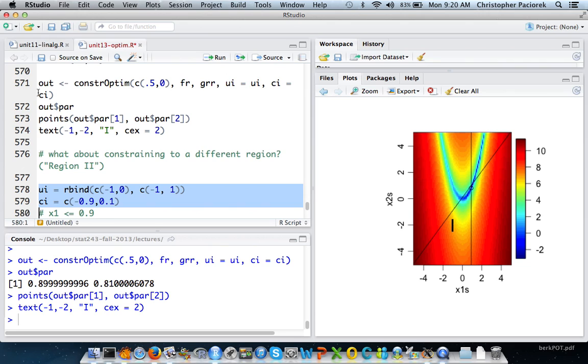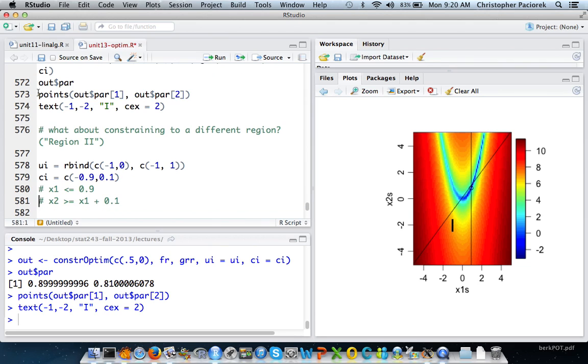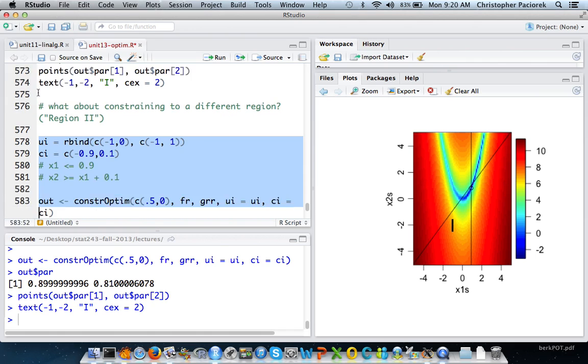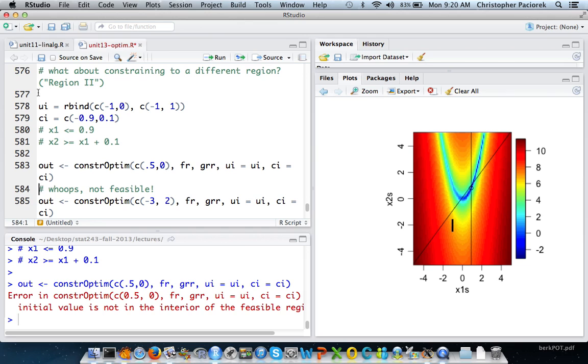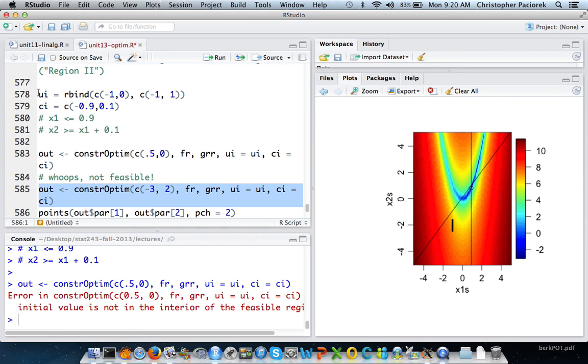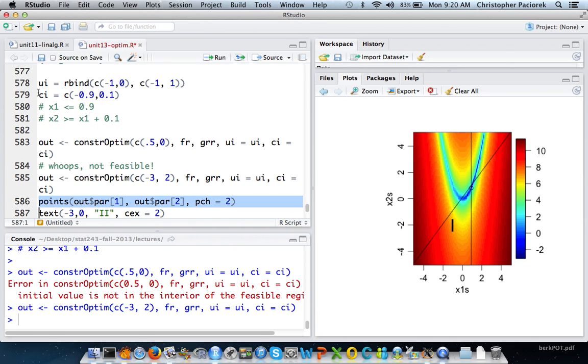And you can play around with this. I just have another example where I constructed a different feasible region. Here, x1 is less than or equal to 0.9, so that same vertical line, but now x2 has to be bigger than or equal to x1 plus 0.1. So now we're going to be up in this region here. If I forget to change the initial value, this point is no longer going to be in the feasible region, so it's going to give me an error. It says that the initial value is not in the interior of the feasible region. So I have to change my initial point, so now I'm changing it from 0.5 and 0 to -3 and 2.